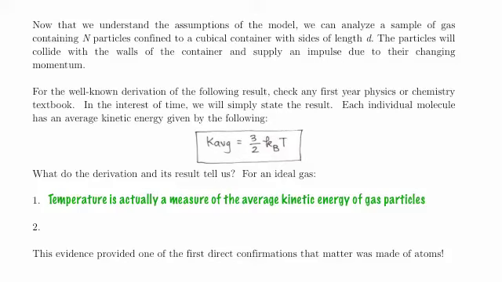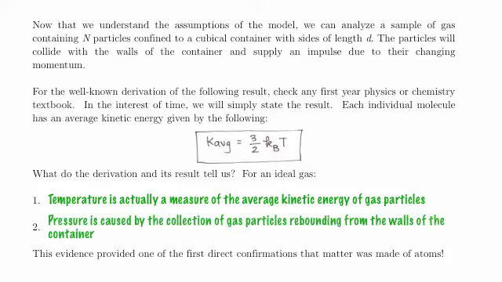The second result that is a product of the derivation, and you don't have the pleasure of seeing that, is that pressure is caused by the collection of gas particles rebounding from the walls of the container. That's really what pressure is. It's gas particles bouncing off the wall and creating pressure. And these two things that came out of this derivation really provided the first direct confirmation that matter was made of atoms. That was a big deal when this was derived.